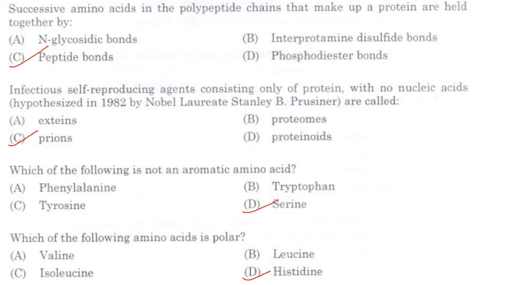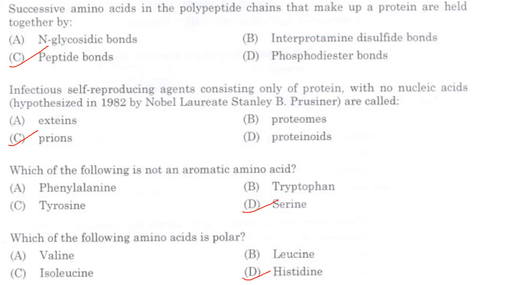Which of the following is not an aromatic amino acid? Phenylalanine is an aromatic amino acid, tryptophan is an aromatic amino acid, tyrosine is also an aromatic amino acid, so serine is not an aromatic amino acid. So answer is option D.